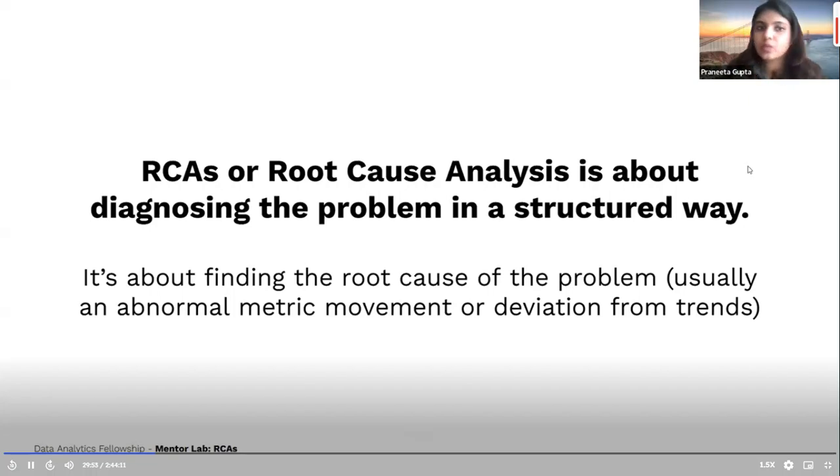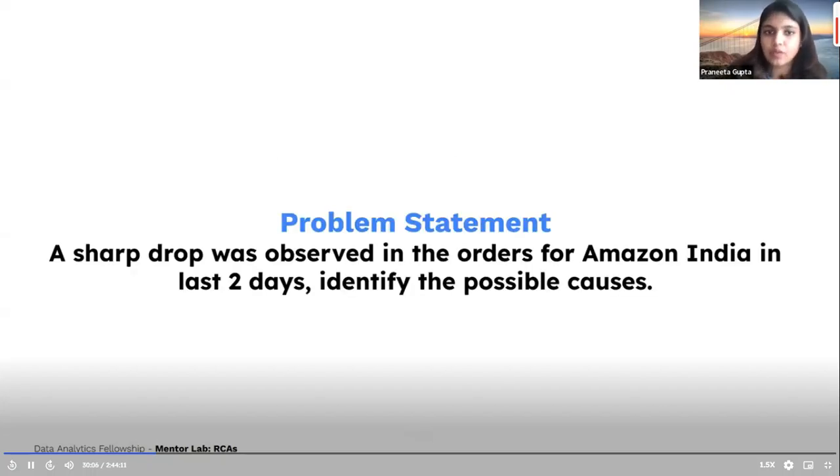Okay. So first of all, quickly, what RCA is. There is some issue that has happened, and now we have to analyze and diagnose the problem in a structured manner. Okay. So for our mock interview, we are taking this as an example where there's a sharp drop that has been observed in orders for Amazon India in the last 2 days. Now, I will identify the possible causes. Okay. So I'm going to take a minute quickly. I'm going to just gather my thoughts and note down a couple of points that I feel might be contributing to this drop.